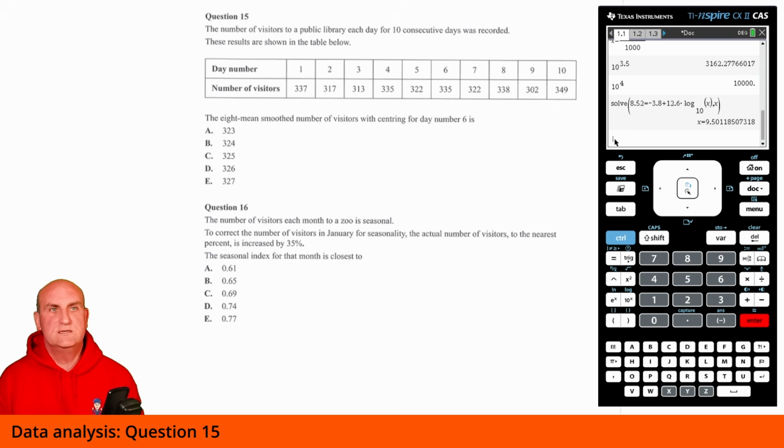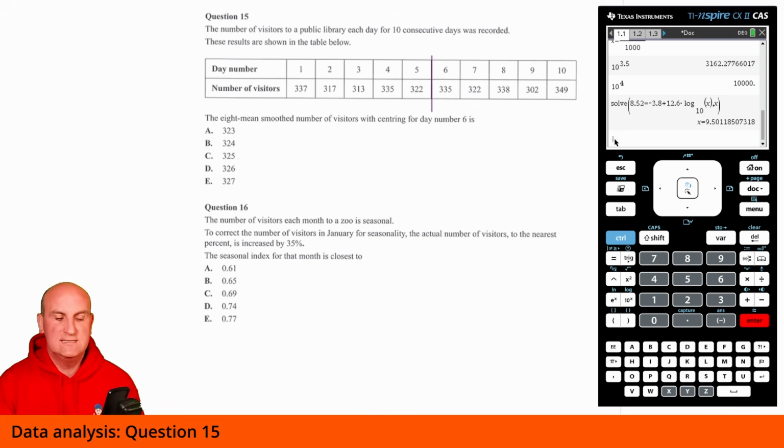Oh, question 15. The number of visitors to a public library each day for 10 consecutive days was recorded. The results are shown in the table. The 8 mean smooth number of visitors with centering for day 6. Well, the first thing I tend to do with day 6 is I do a line there because I'm going to do the left of day 6.